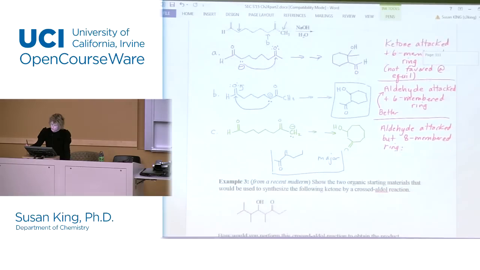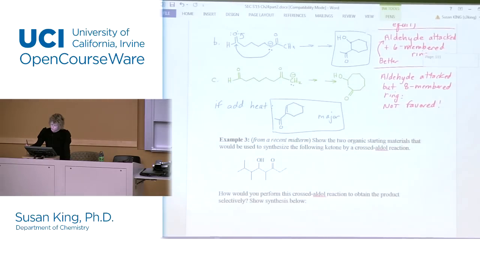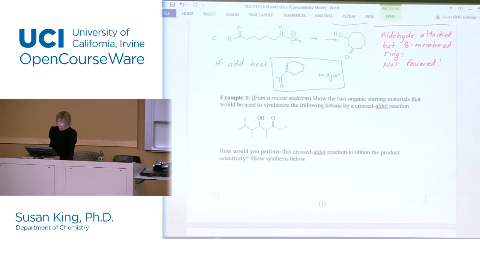All right, I hear a little bit of "oh no." Okay, this is a classic midterm example. You will see one like this, only of course I will change the structure. So I want you to know what you're going to need to be able to do. Show the 2 organic starting materials that would be used to synthesize the following ketone by a crossed-aldol. So we're going to just take it apart, see what we get.